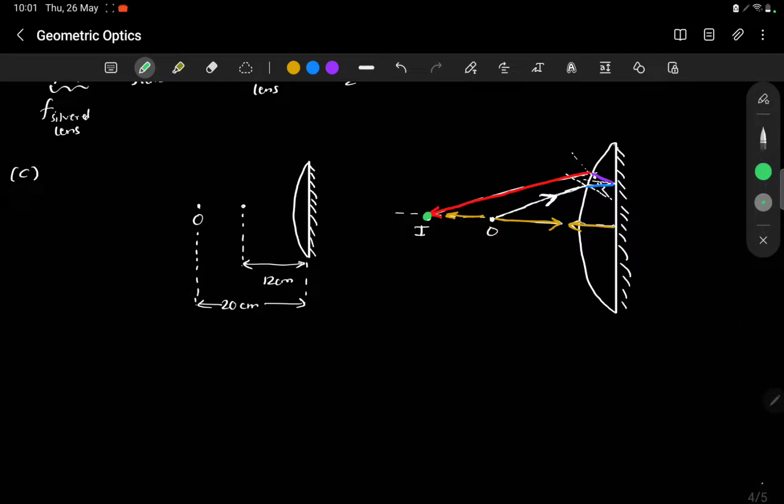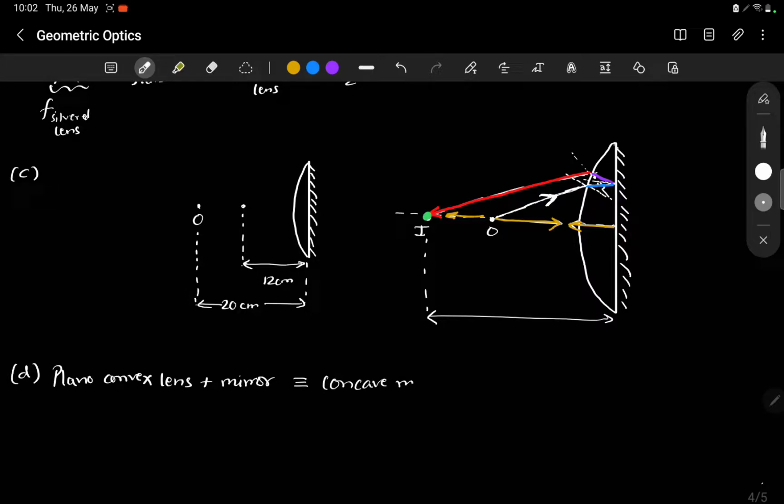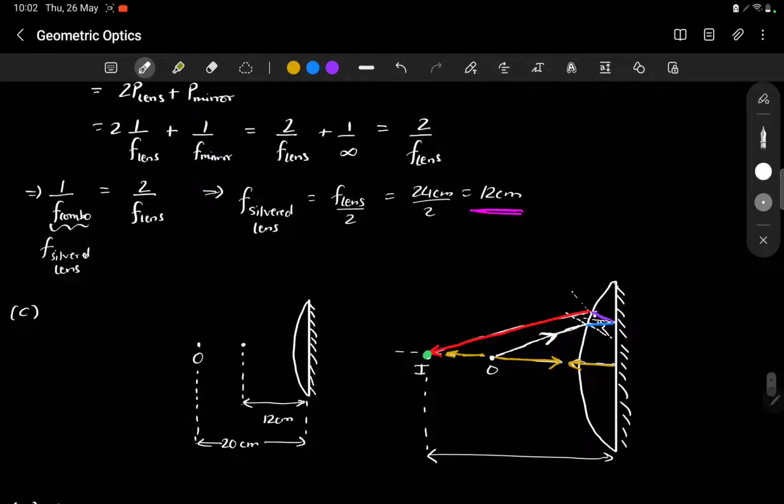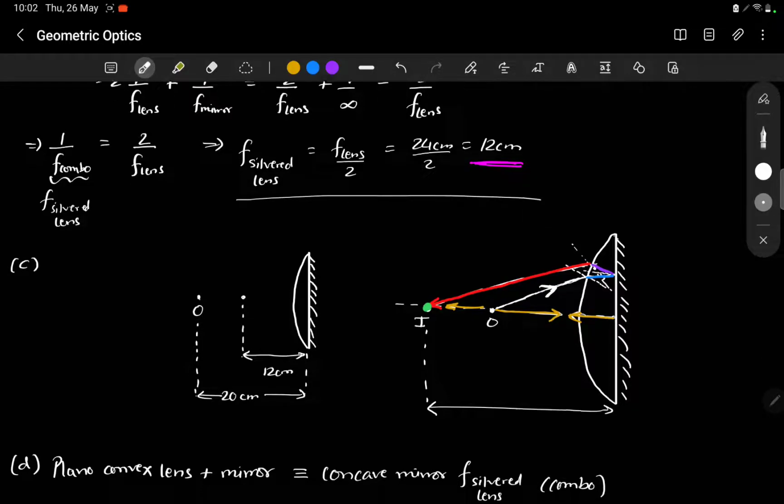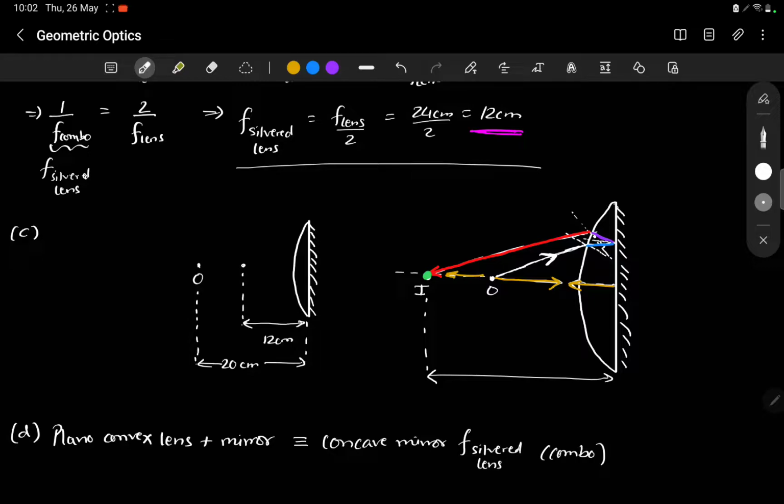So this is the ray diagram. In the next part, we are supposed to find out this image distance. Let us do that. Before doing that, we note that our combination, this plano convex lens plus mirror, effectively acts as a concave mirror with focal length equal to the focal length of the silvered lens, the focal length of the combination that we found out in part B. So this focal length of the silvered lens is the effective focal length of this system. So this system is behaving like a concave mirror with this effective focal length.